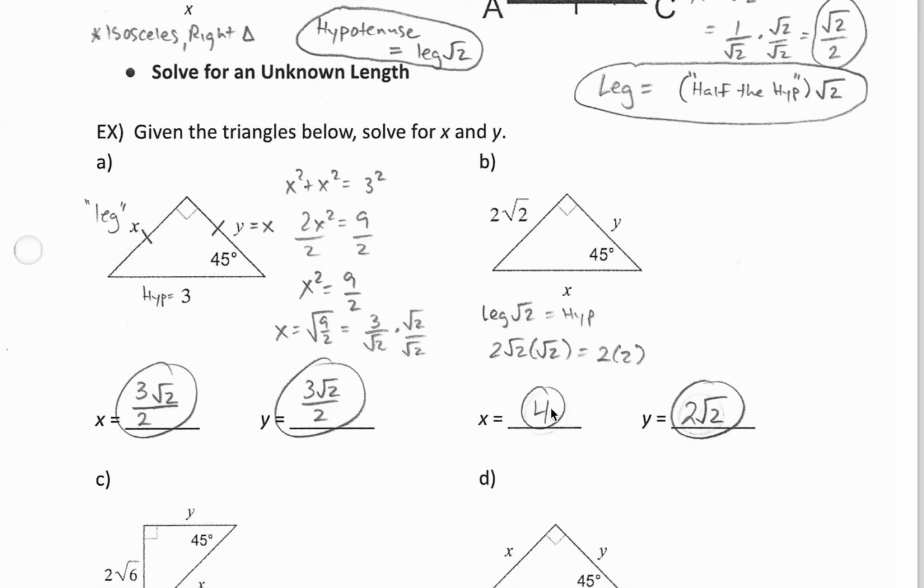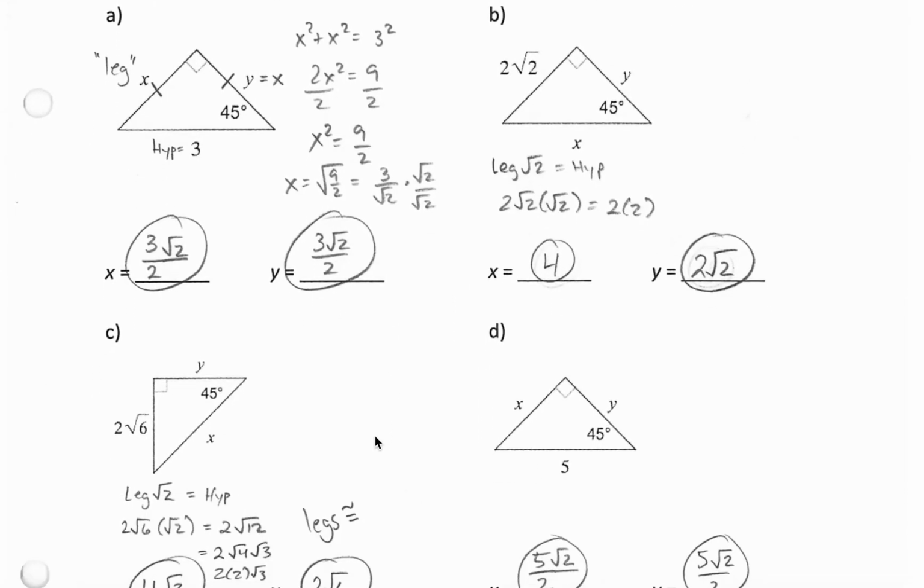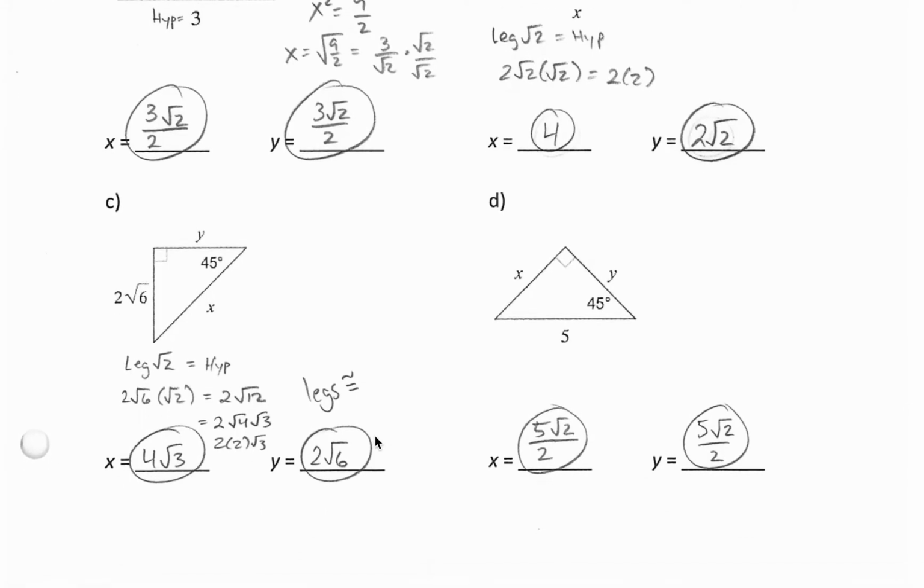So you can always check your work. What's half of that times the square root of 2? That's the leg. So it works out. All right, for the next two, you can pause the video and try it on your own, and then check your work.